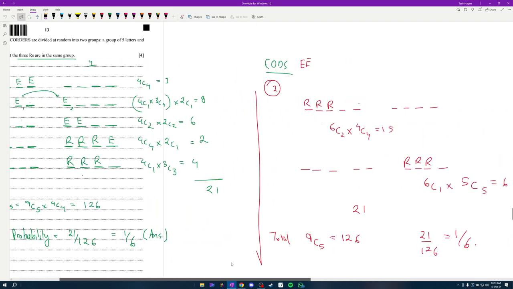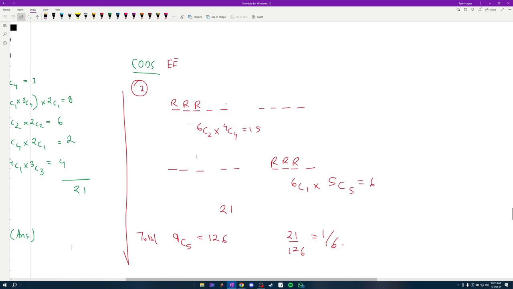So the alternate route for this is a much simpler approach for successes. We can just divide the R's over here. That's 6C2. And then just consider the E's over here. That's totally fine. So like cods and 2 E's, that's 6 in total. So 6C2 times 4C4. And over here, it's going to be 6C1 times 5C5. If you add these up, you get 21.